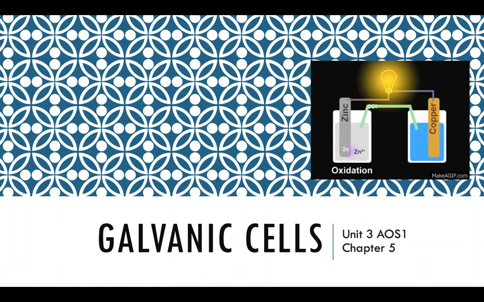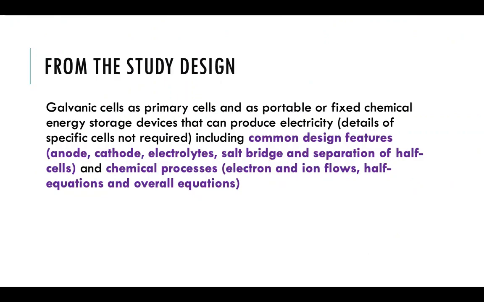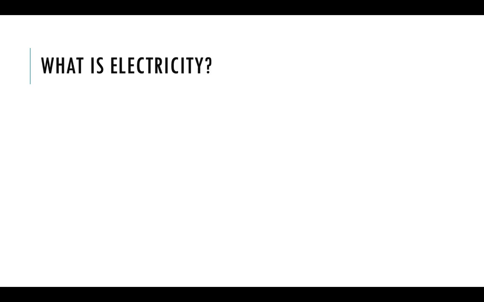Chapter 5 Galvanic Cells. So, today in this session, we'll talk about the common design features of a galvanic cell and the chemical process that's involved. So, first of all, what is electricity? We use electricity all the time, but what is it? It's basically a flow of charges, or we can say charged particles.